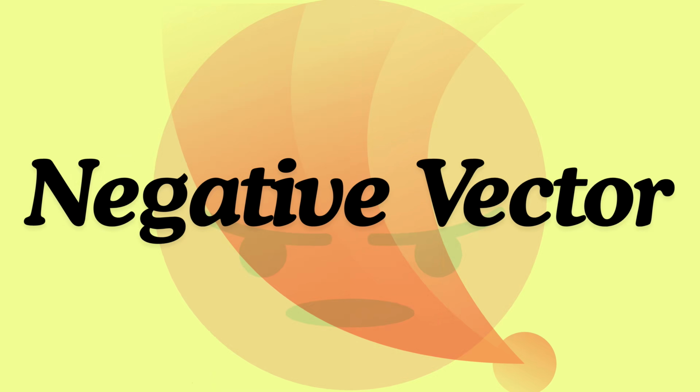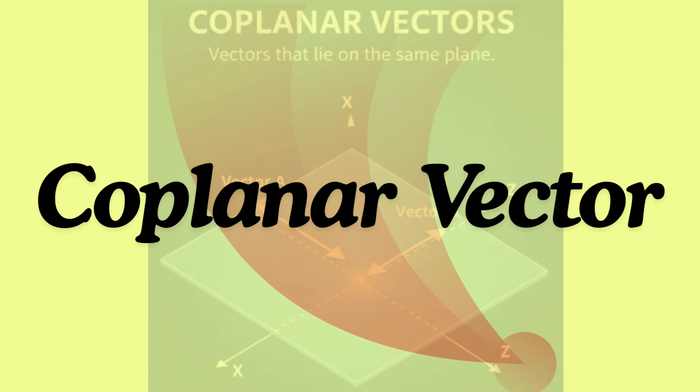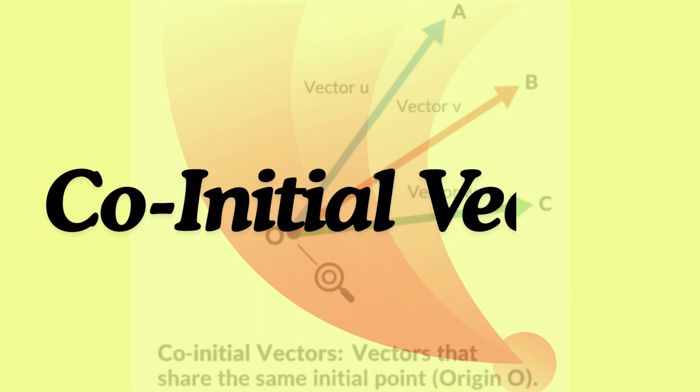So what's a negative vector? A vector with the same magnitude as a given vector, but pointing in the exact opposite direction. Then, collinear vectors. Vectors that lie along the same line or are parallel to each other, regardless of their direction or magnitude. Coplanar vectors. So these are vectors that lie on the same plane. Co-initial vectors. Vectors that have the same starting point.